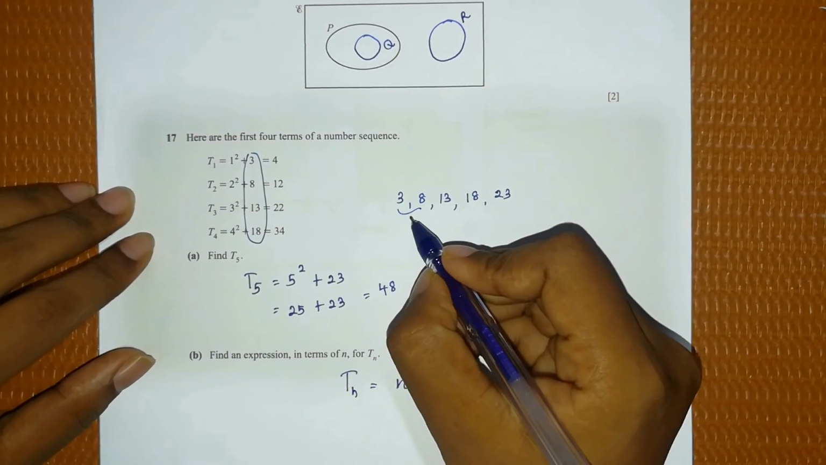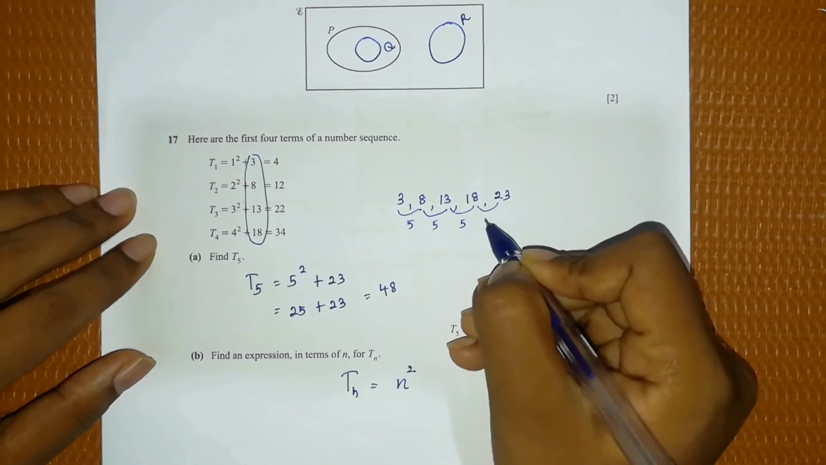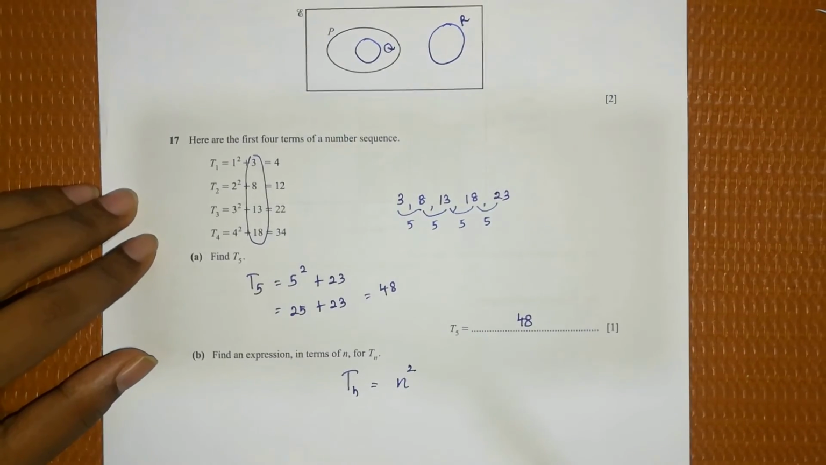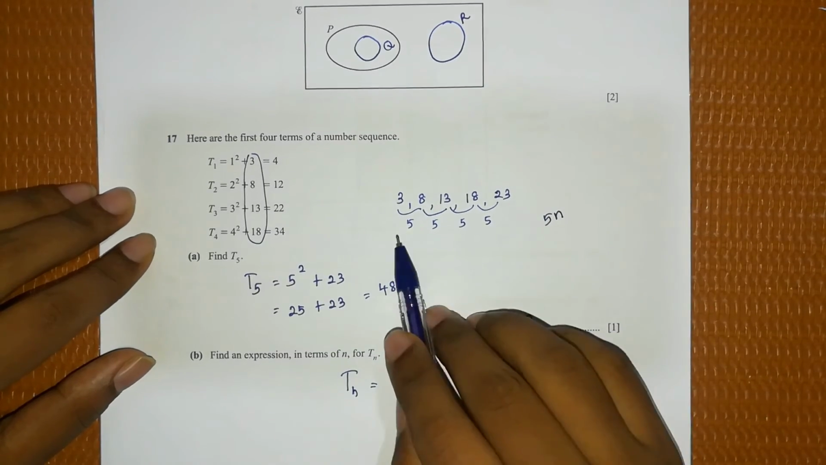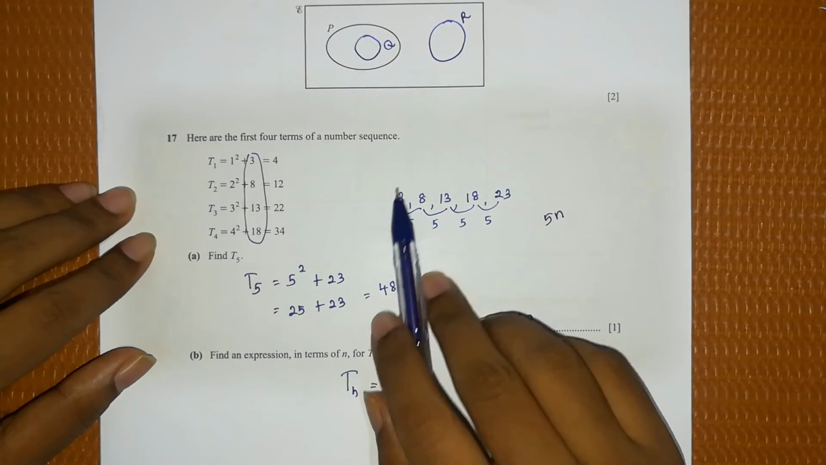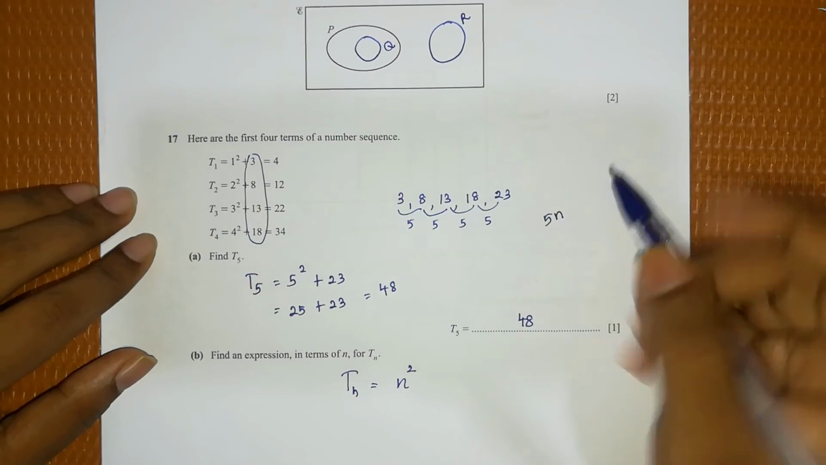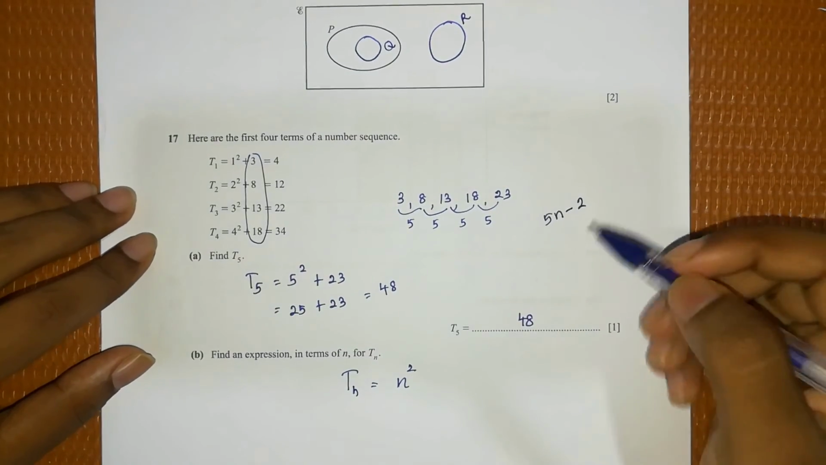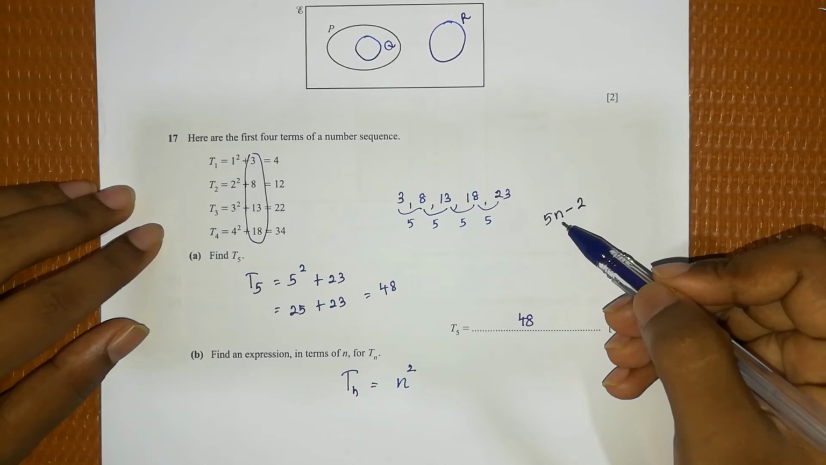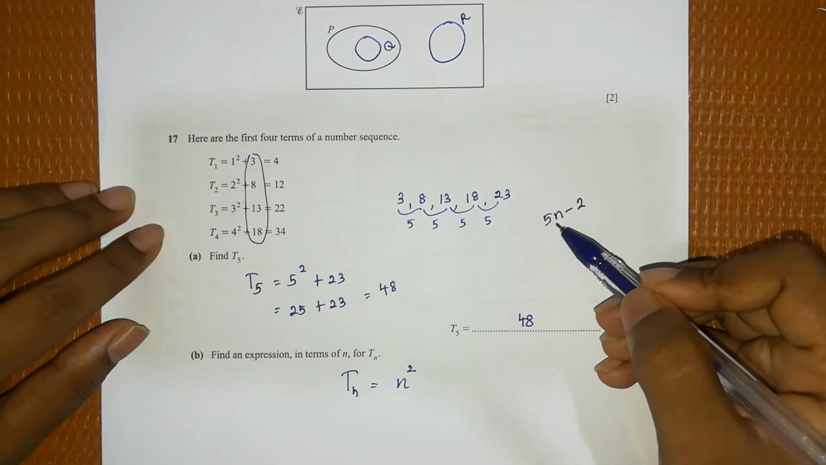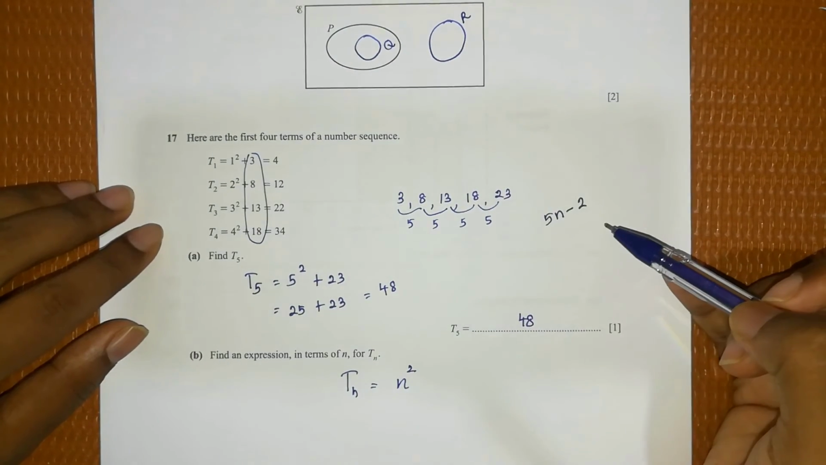3, 8. The difference is 5. 8, 13. 5. So the difference between the terms is 5. So when we write the nth term for this, we have to write 5n because the difference is 5. Then how do we get the first term? From 5, it's minus 2. 5n minus 2. Right? Once we write 5n, we consider the first term. That means n is 1 now. 5 times 1, 5. But when we compare the first term, that is 3. So that's why we have to take away 2.